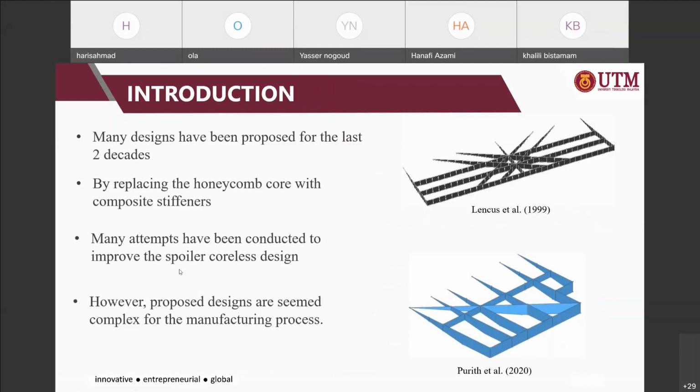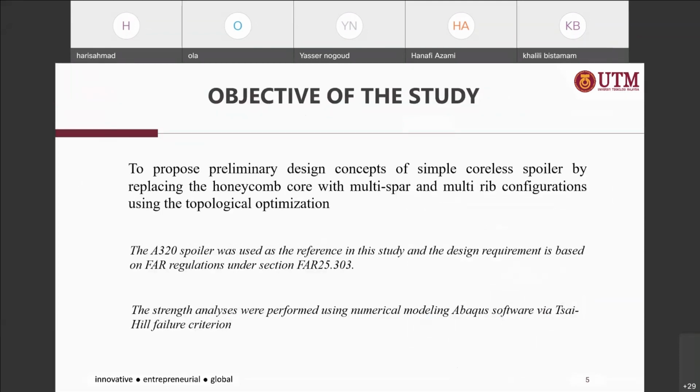In 1999. And since then, many attempts have been made to improve the colorless spoiler design, for example by Puri et al. last year. The idea comes from Lenses et al., who just wanted to add more ribs to strengthen the spoiler. However, from our point of view, this type of design seems complex for the manufacturing process. Therefore, we would like to propose a preliminary design concept of a simple colorless spoiler by replacing the honeycomb core with multi-spar and multi-rib configurations using topological optimization.